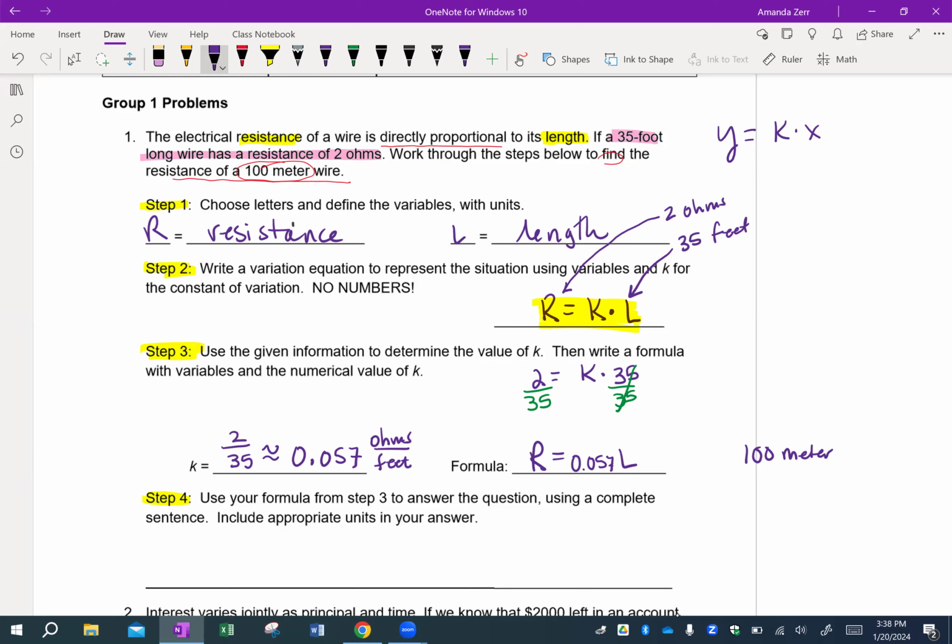Let's see. I don't want meters, right? I want, let's see.